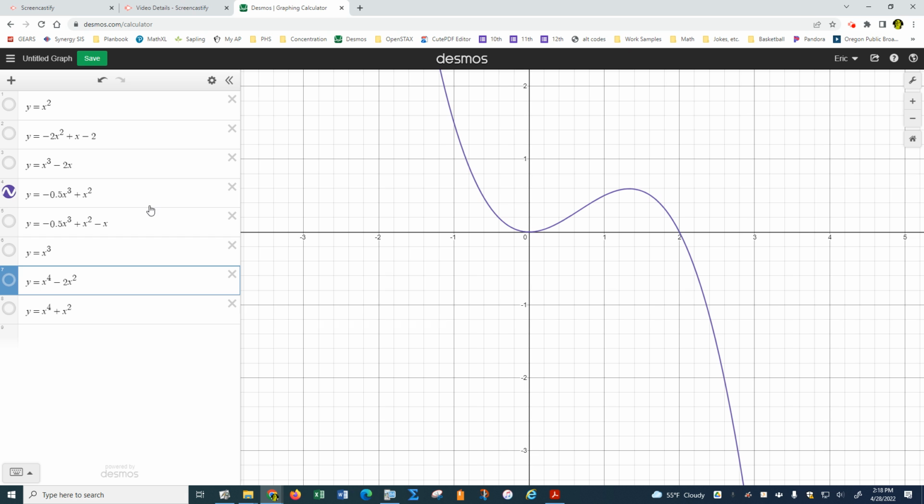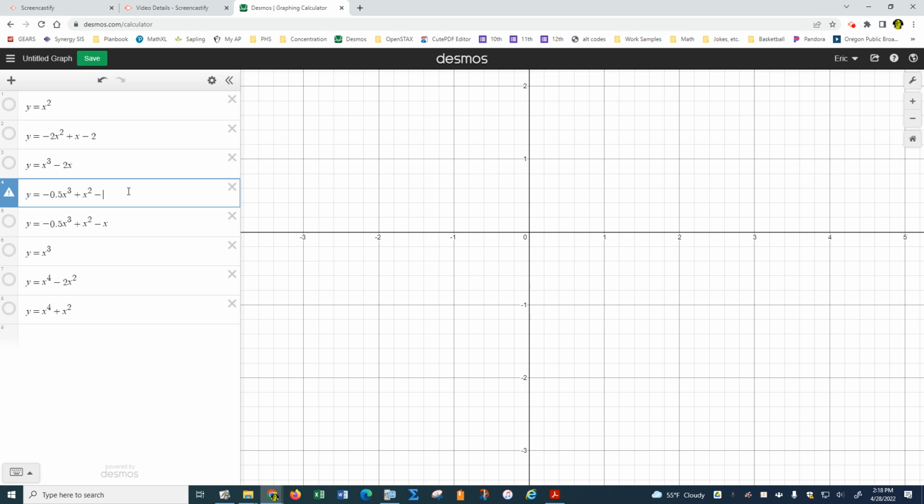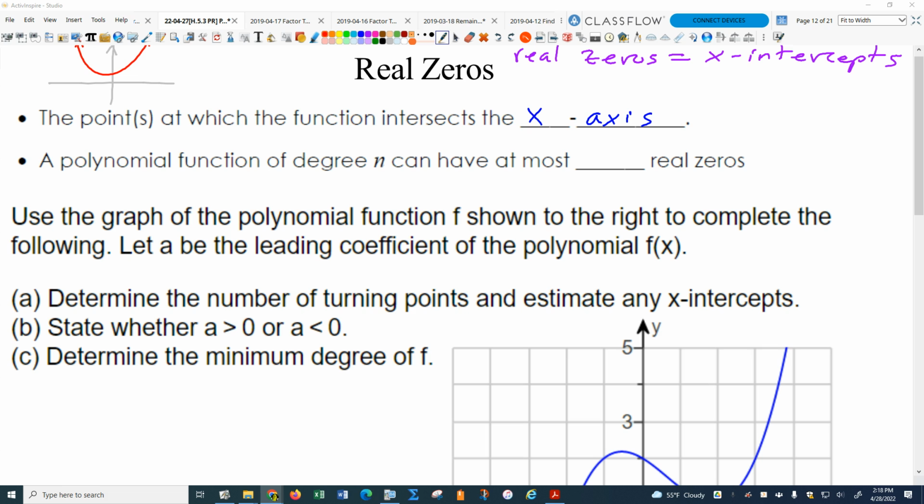Right now this one appears to have 2, right? If I were to just shift this down just a little bit, I could create a cubic function with 3, but that's the most I could get, isn't it, with 2 turning points? Okay, so then what's our pattern? A polynomial function of degree n can have at most how many real zeros? N, yeah.